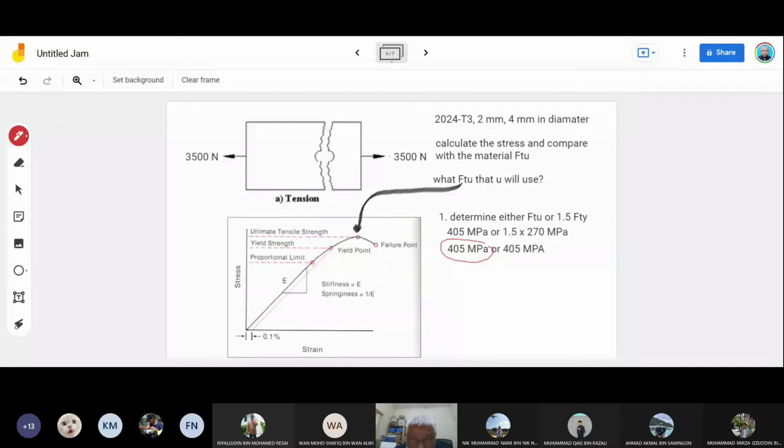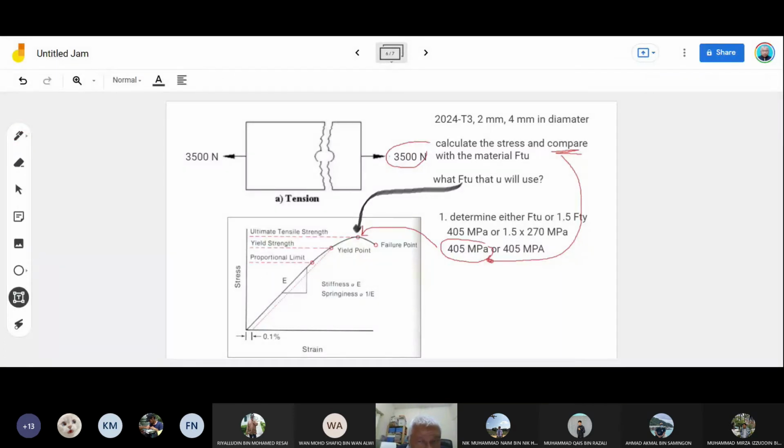So whatever you do the analysis, compare the stress you get from the load here, you compare to this. If the stress that you get here is higher than this, it will fail. Because I said that 405 basically, this is the point here. Questions?